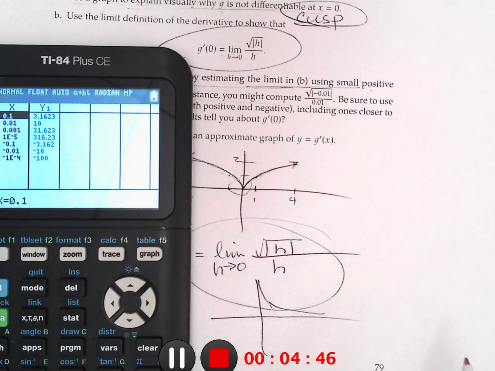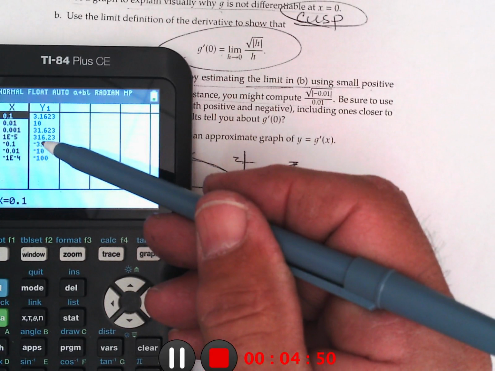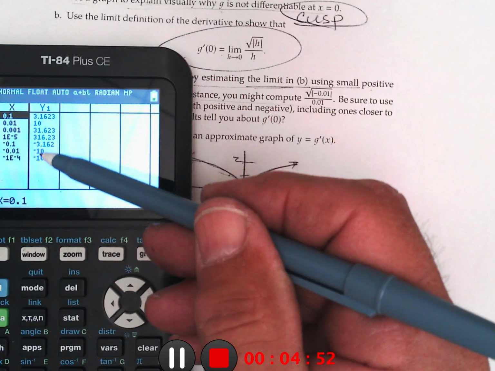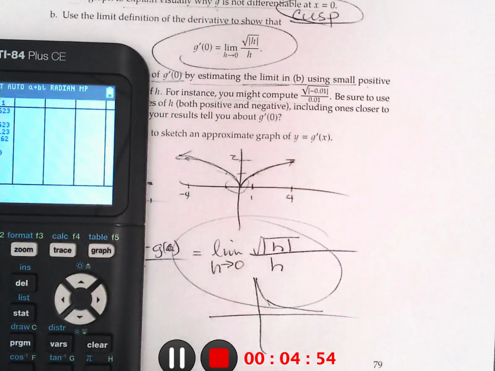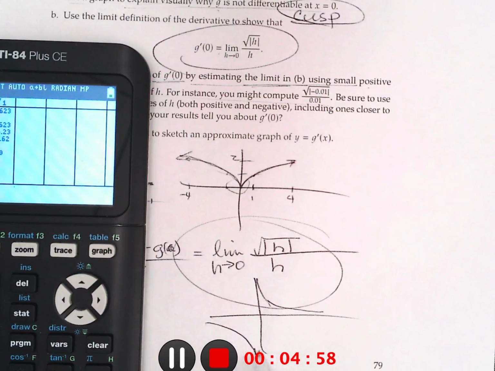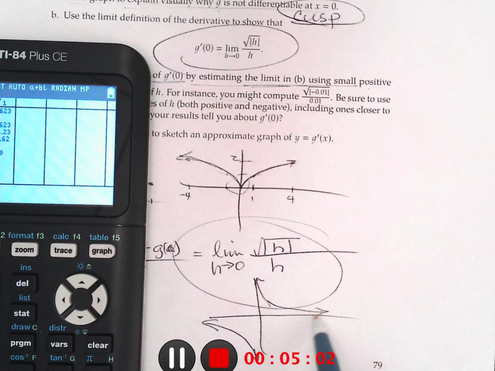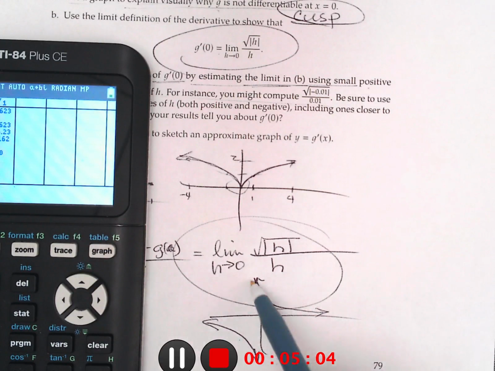On the negative side, it starts around -3, but then goes towards -100, and more negative. So it goes down this way, which is not like what the book answer was. They had this one up here, but it's not there. It's here and here.